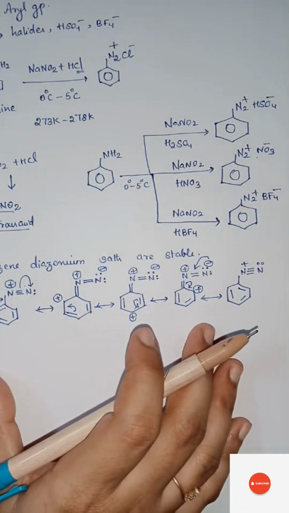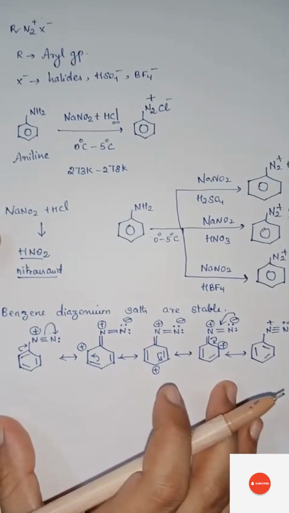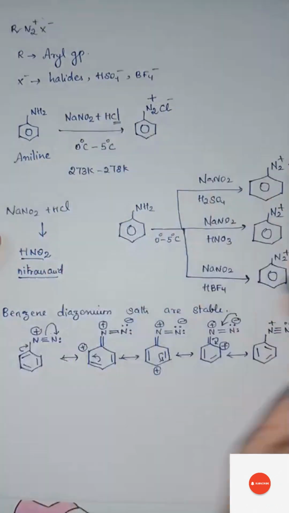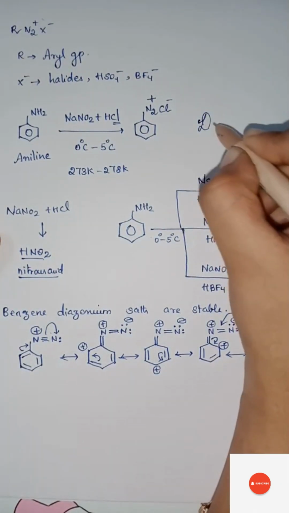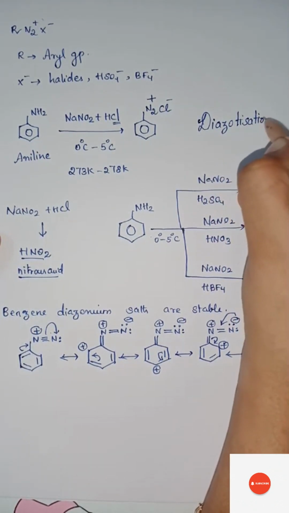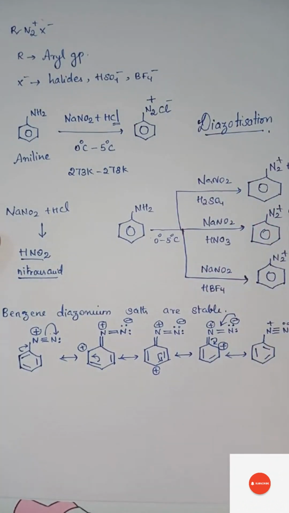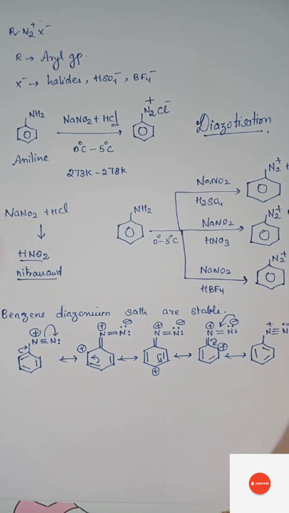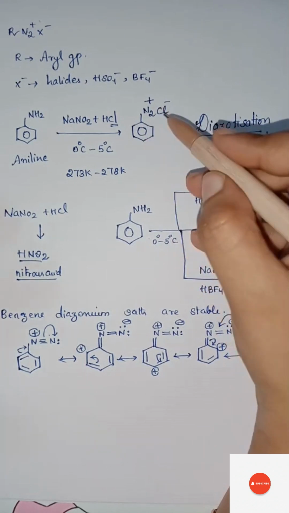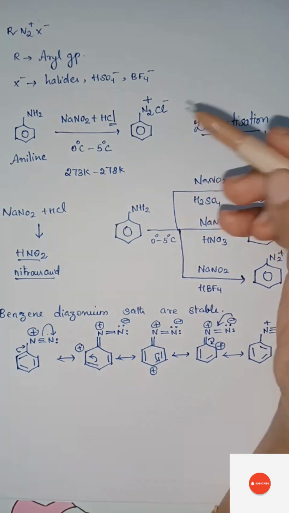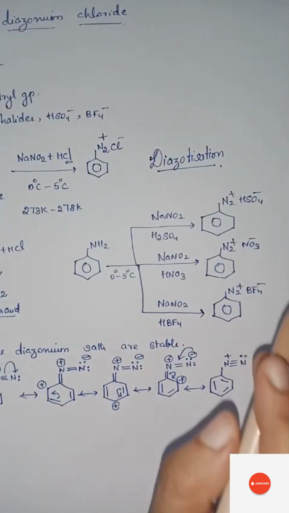How can we prepare this benzene diazonium chloride? This is what we already discussed. This reaction is called the diazotization reaction, a named reaction to prepare benzene diazonium salt. Here, apart from the benzene diazonium chloride, we also get some NaCl and water. Okay, so we prepared the benzene diazonium chloride.